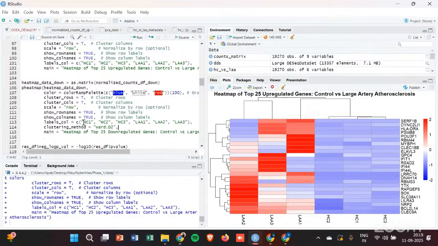This just means that HC1 is the one farthest away from the farthest data point of LA, which could be LA3. So if you think about it, complete linkage tries to maximize between-cluster distance, and that is why it is not as robust and is very prone to outliers. And in our PCA we did see outliers. That is why, while plotting the heat map, I have changed the clustering method to ward.D2.